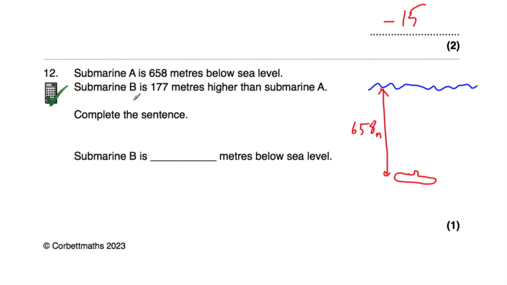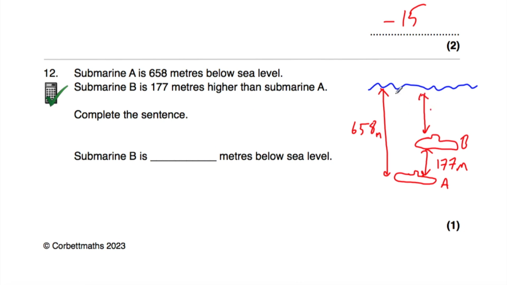And then we're told submarine B is 177 metres higher than submarine A. So here's submarine A, and if we go up 177 metres, there'd be submarine B. So up here, submarine B. And we've got submarine A and submarine B. And then the question says, complete the sentence. Submarine B is so many metres below sea level. So we're trying to find out how many metres below sea level submarine B is. So we want to find this distance here.